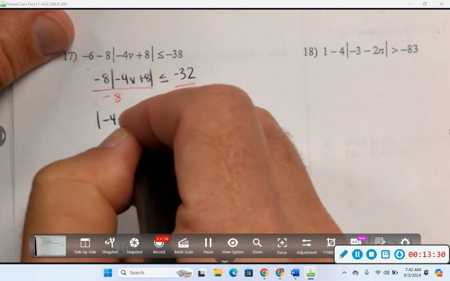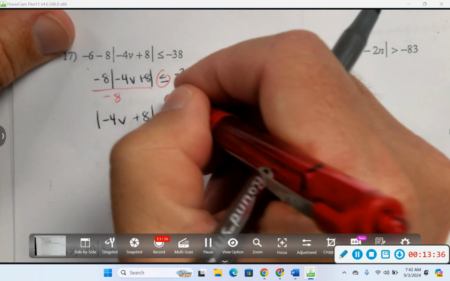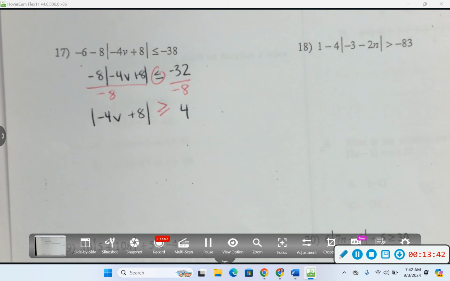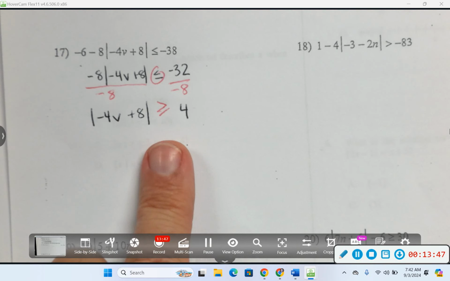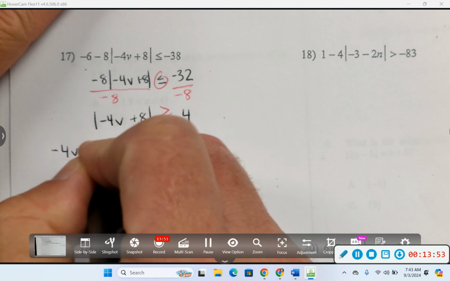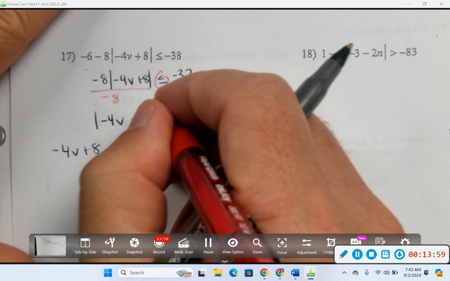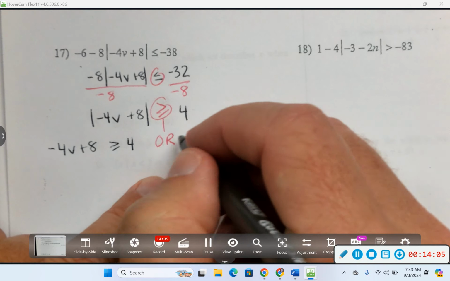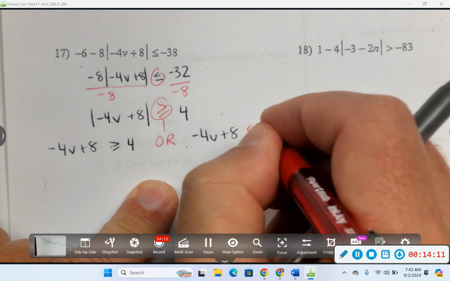So absolute value, negative 4v plus 8, is greater than or equal to 4. So many negatives. We're thinking a lot of things at once here. So we flip the inequality, and the negative over negative became positive, so we're not worried about the no solutions issue here. Negative 4v plus 8 greater than or equal to 4. And I guess poor planning on my part, this is yet another OR problem. We can hit an AND problem. Negative 4v plus 8 less than or equal to negative 4.